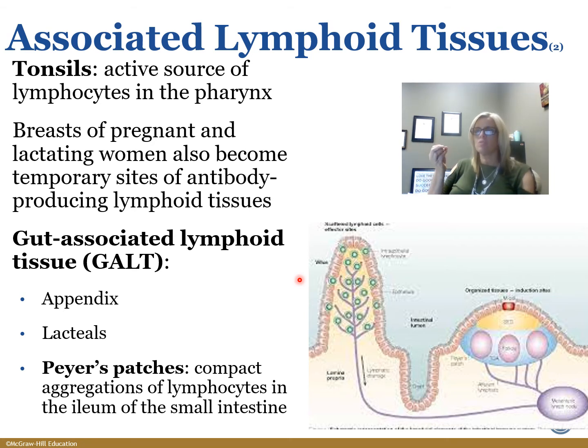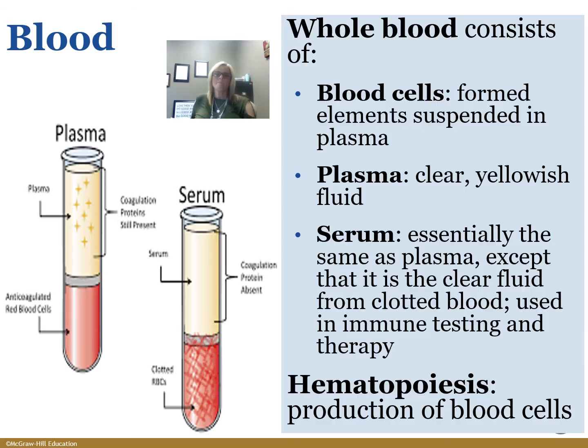We have lacteals, which are ducts, and then we have what we call Peyer's patches. These are kind of interesting. These are little clusters of lymphocytes that are found in the ileum of the small intestines.